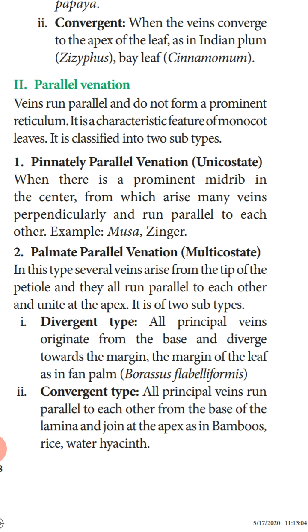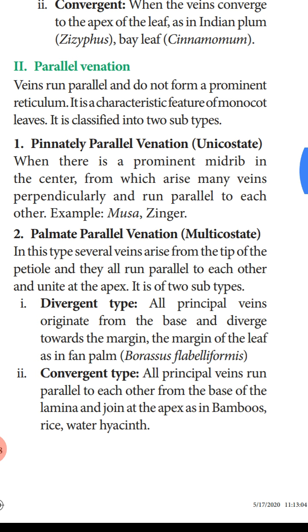So here, all of us have seen the banana leaf. In the banana leaf, there is one major central midrib. From that major midrib, you can see the veins arising, and these veins are perpendicular to the midrib and run to the end of the margin. Okay, from the midrib they go towards the margin. This type of arrangement is called pinnately parallel venation, or it is also called unicostate.